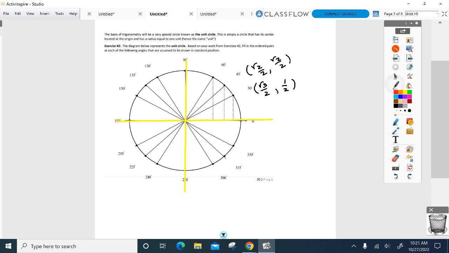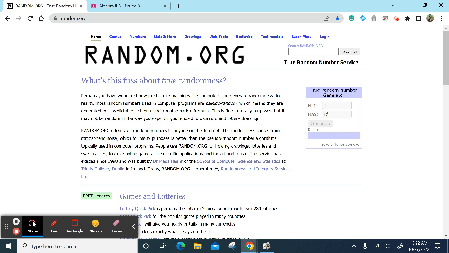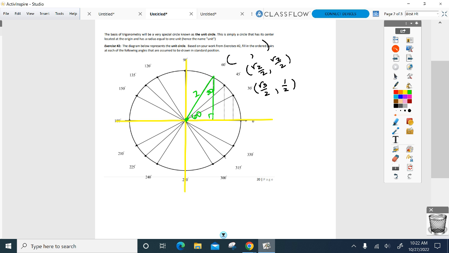Okay, so what's the coordinate at 60 on the unit circle? Let's do this. So here's 60 now. Here's 30. What's my hypotenuse length still? What's across from 30 then? What's across from 30 if my hypotenuse is 1? A half. Great.